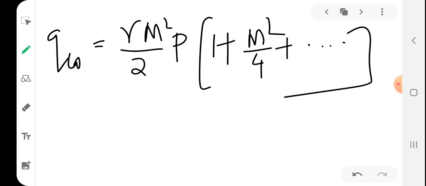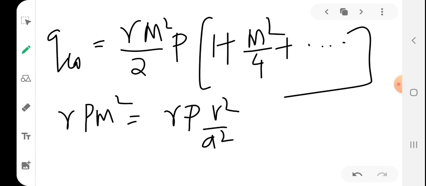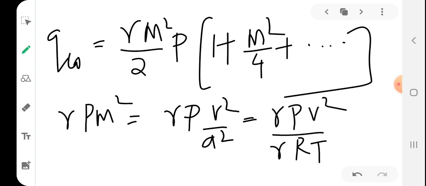From every term you will get one gamma, one Mach square and one 2, and these are common in every term, so this can be taken outside. So what is gamma P M square? Gamma P M square is nothing but gamma into P into V square by A square, right? So gamma P V square by gamma RT, since A square is gamma RT. So gamma and gamma cancel. What is P by RT?